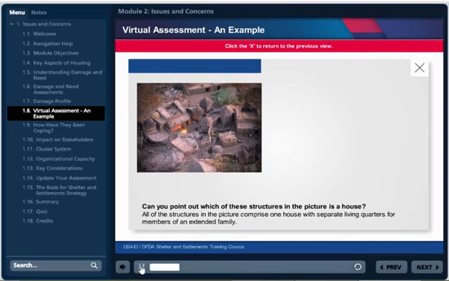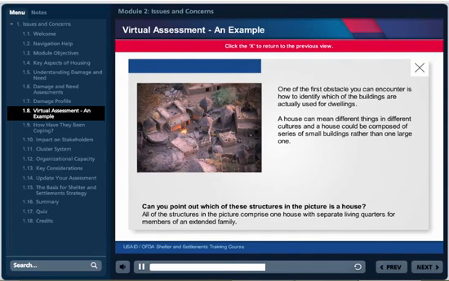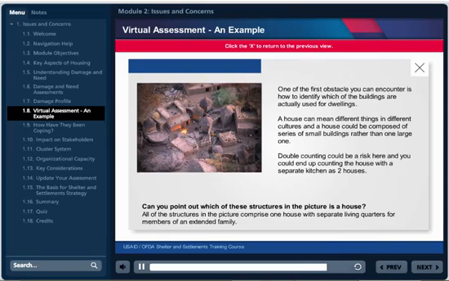All of the structures in the picture comprise one house with separate living quarters for members of an extended family. One of the first obstacles you can encounter is how to identify which of the buildings are actually used for dwellings. A house can mean different things in different cultures, and a house could be composed of a series of small buildings rather than one large one. Double counting could be a risk here, and you could end up counting the house with a separate kitchen as two houses. Keep in mind that not all covered spaces are for living.